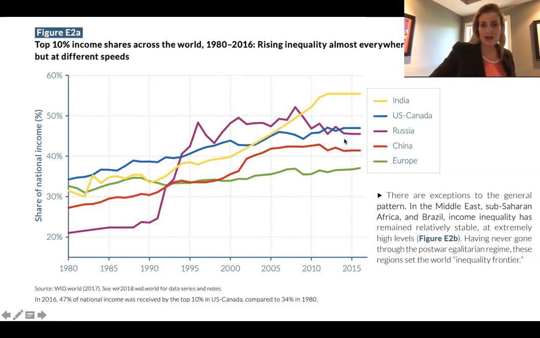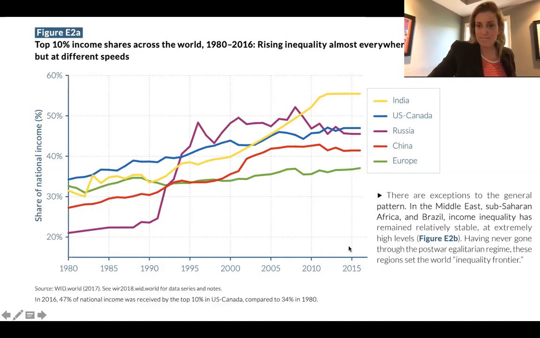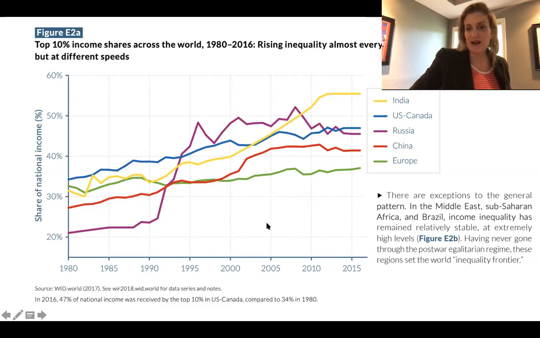With India, we see a dramatic increase. With Russia, we have the end of the Cold War and the collapse of the Soviet Union. Look at how inequality has grown in Russia. A lot of that has to do with oil and the fast pace of capitalist reforms in that country. Here we are: there are exceptions to the general pattern. In the Middle East, Sub-Saharan Africa, and Brazil, income inequality has remained stable at extremely high levels. Having never gone through the post-war egalitarian regime, these regions set the world inequality frontier.